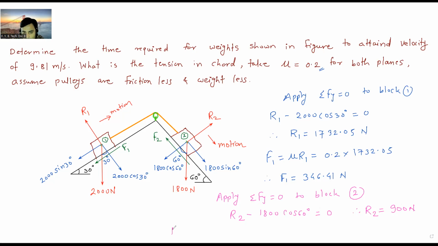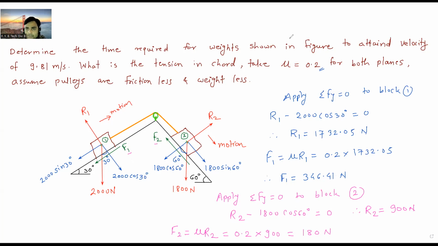Similarly, calculate F2. F2 is equal to mu into R2, which is 0.2 into R2. We have just calculated 900, so 9 into 2, 180. So it is 180 newton, right? Yes, sir. Okay, so now we know the value of F1 is 346 and the value of F2 is 180.